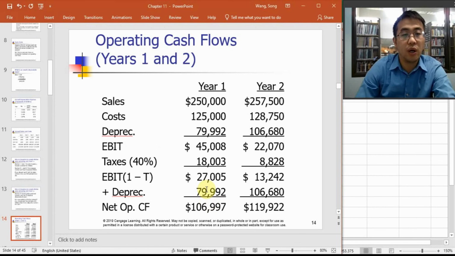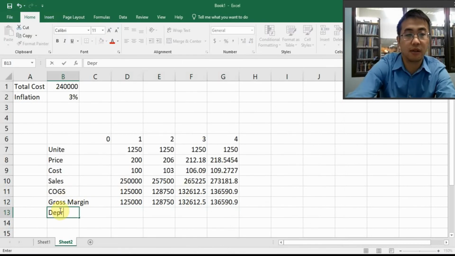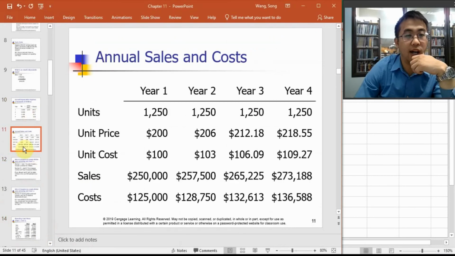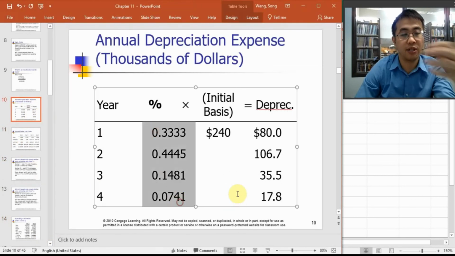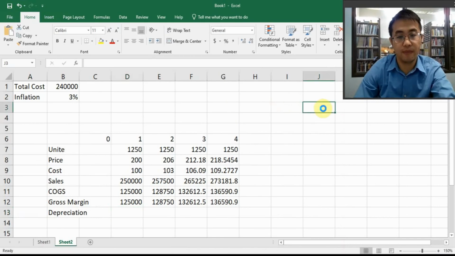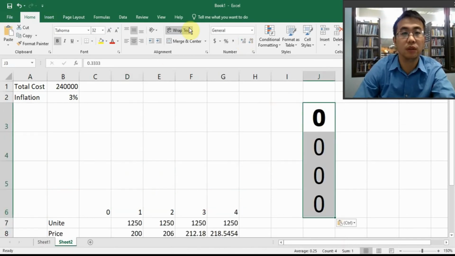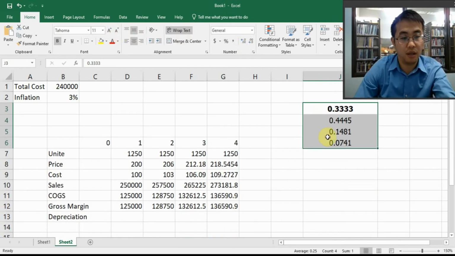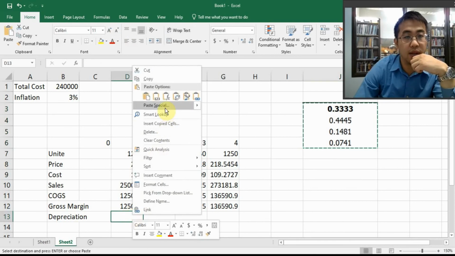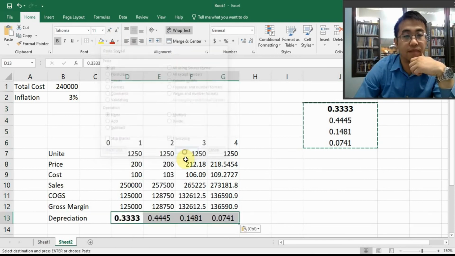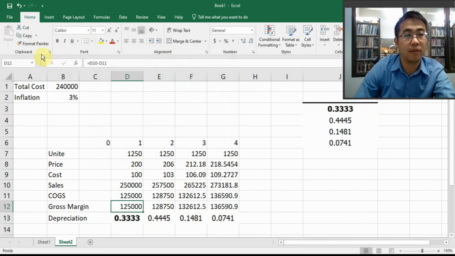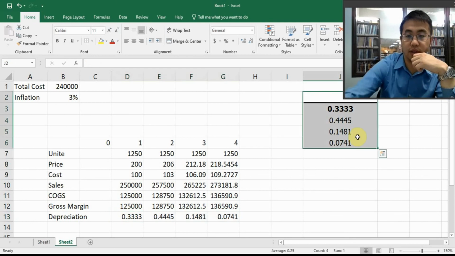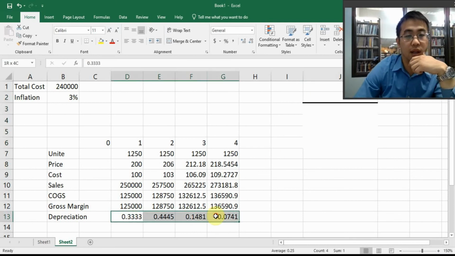Okay, so the next one you're going to deduct is depreciation. When we calculate depreciation, we're going to borrow the IRS table, and here are my percentages. I will borrow these numbers and copy, and then paste special, transpose it, and make them have the same format. Okay, and these are all percentages.